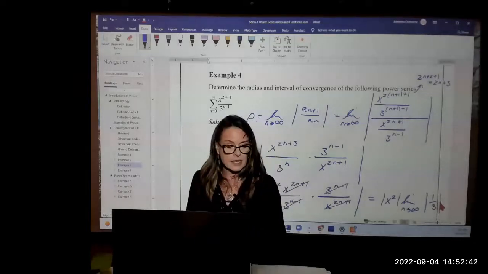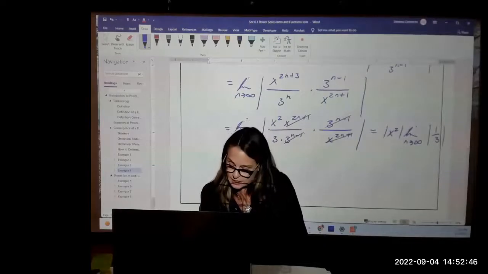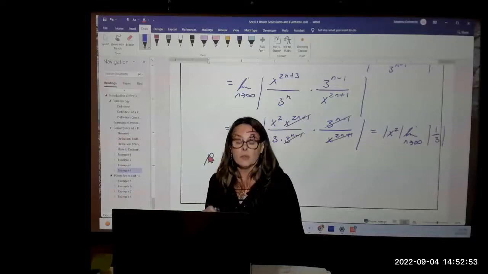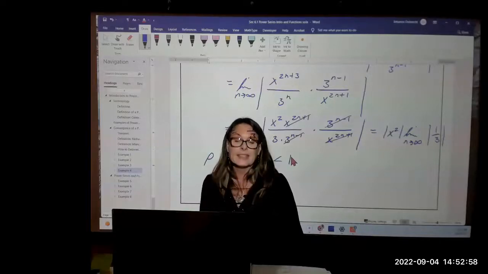All right, so I've got a 1/3 there. Well, what is that going to tell me? Well, this limit of a constant is just the constant. So I get 1/3 magnitude of x squared for my value of rho. And I know that this will converge provided it's less than 1.